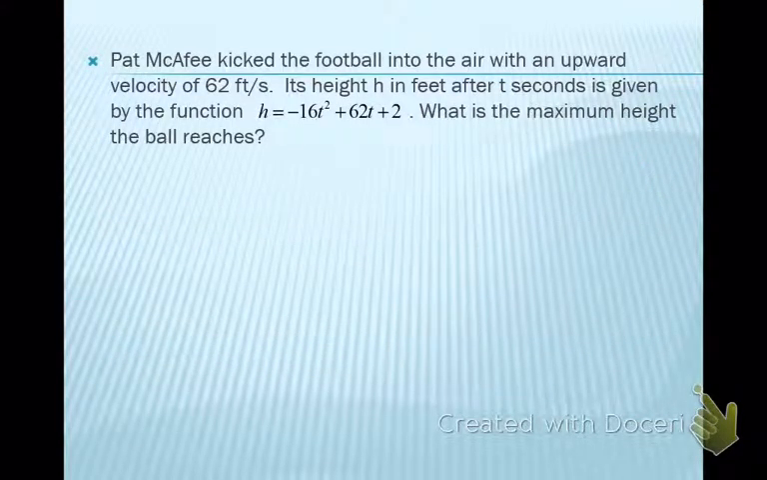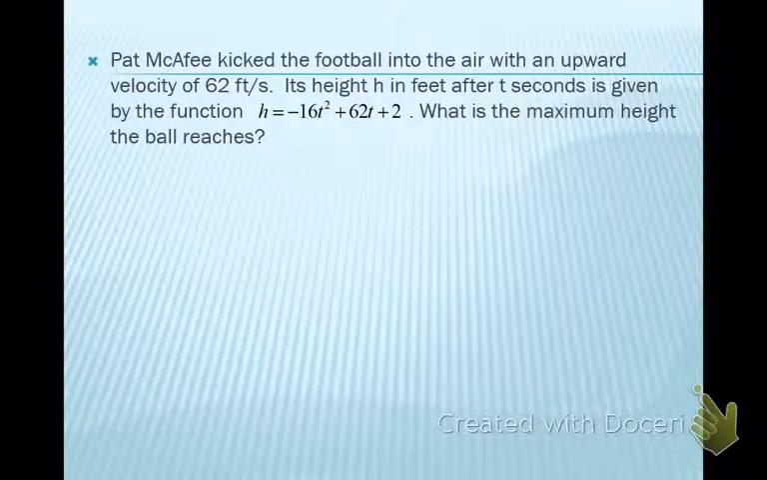So, for example, Pat McAfee kicks a football into the air with an upward velocity of 62 feet per second. Its height h in feet after t seconds is given by the function h equals negative 16t squared plus 62t plus 2. What is the maximum height the ball reaches?